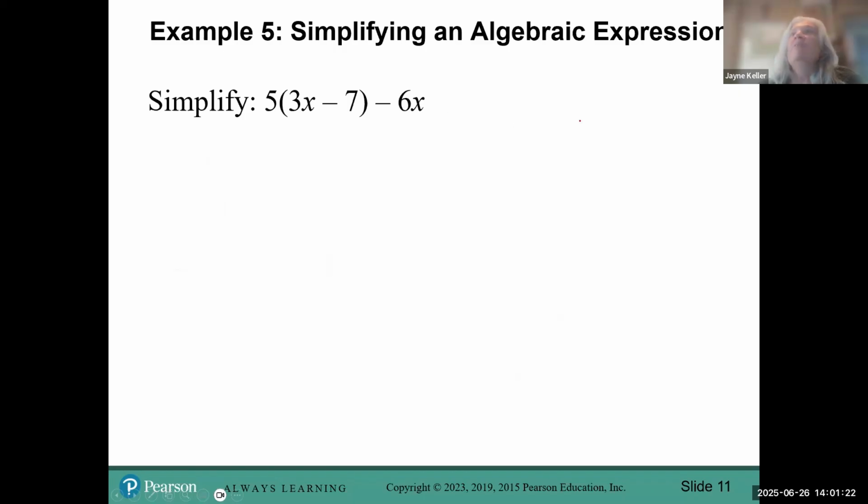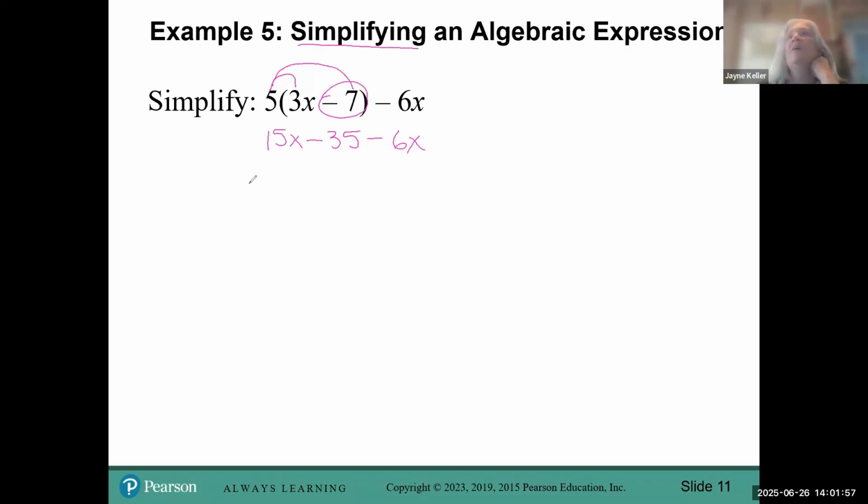And so remember, this is an expression because there's no equal sign. And the instructions say to simplify. So that means, can we write it in a simpler form? And the first thing that we can do is we can distribute this. So we're going to take 5 times 3x, which is 15x. And then I'm going to take 5 times, remember this sign has to go with it, so 5 times negative 7, which gives me negative 35. And then I'm going to copy down that minus 6x.